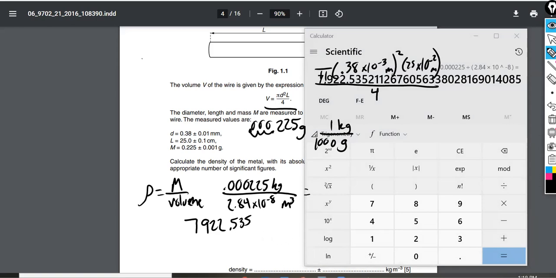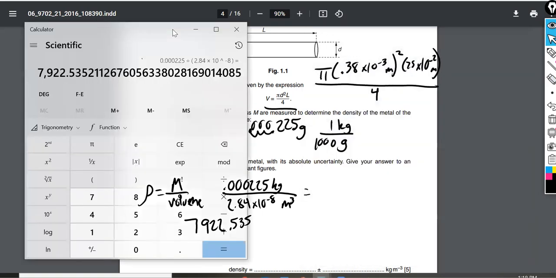Now we're going to decide to what level of significance we can report this, and we're going to use the uncertainties in order to judge that. Now we want to think about the reasonableness of this. That seems like a pretty high density, 7,922 kilograms per cubic meter. But it's kilograms per cubic meter, right? So maybe that's not too far outside the realm of possibility, because it is a metal.